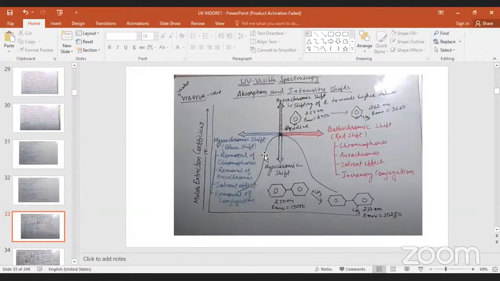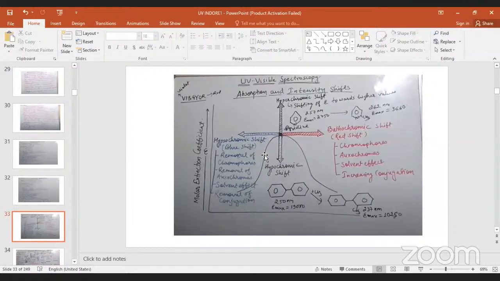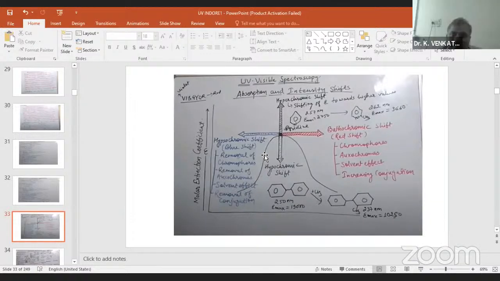Increase in the value of molar extinction coefficient, the molar absorptivity. What is the reason why the absorptivity suddenly increases? Hyperchromic shift is accompanied by this shift because the number of molecules absorbing increases. Pyridine is present, so what is the wavelength? 257 nanometers. So what is the maximum epsilon? 2750 is the epsilon.